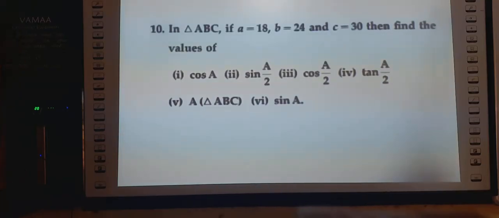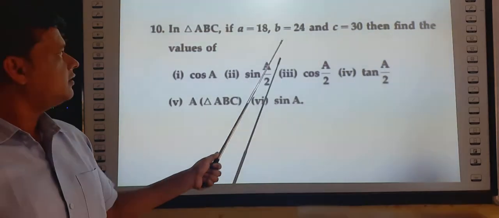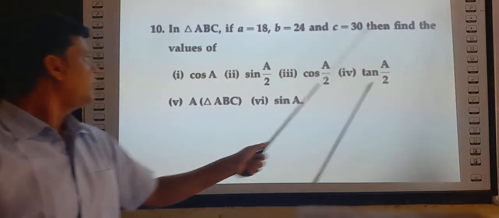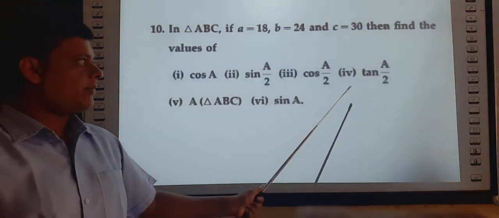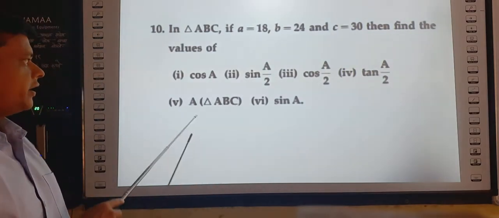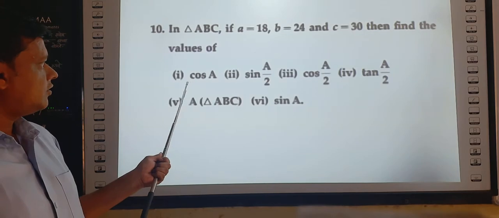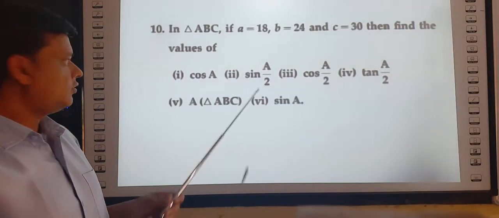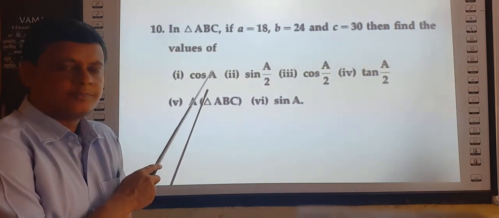Now see question number 10. In triangle ABC, if a equals 18, b equals 24, c equals 30, then find the values of cos A, sin A by 2, cos A by 2, tan A by 2, area of triangle ABC, sin A. We already discussed the cosine rule. So from that cosine rule, you can write the value of cos A.